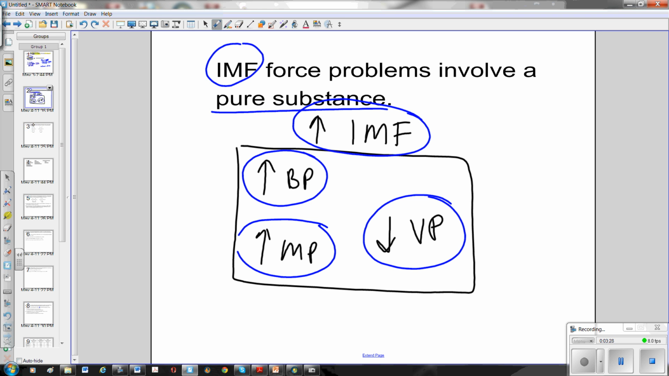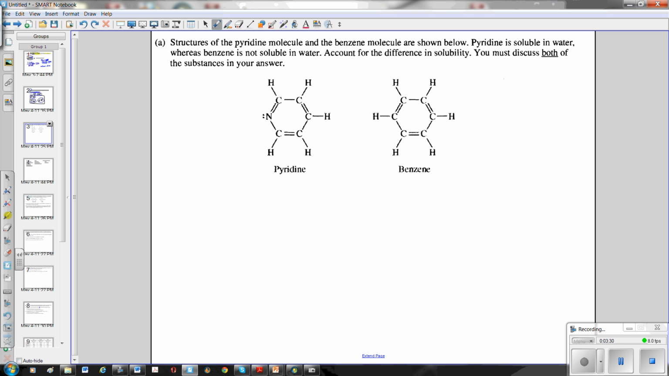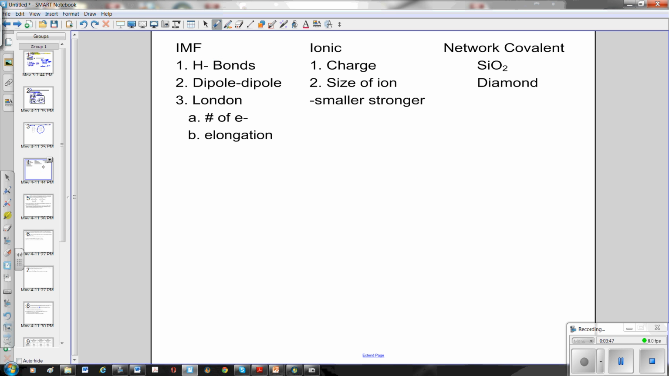So for example, if you look here, they talk about solubility. They talk about pyridine, which is soluble in water, and benzene, which is not soluble. So the first thing you have to do is classify the intermolecular forces. If we go to our chart, there are three kinds. The first kind of intermolecular force is hydrogen bonding. In order to have a hydrogen bond, you have to have hydrogen directly bonded to a fluorine, oxygen, or nitrogen.